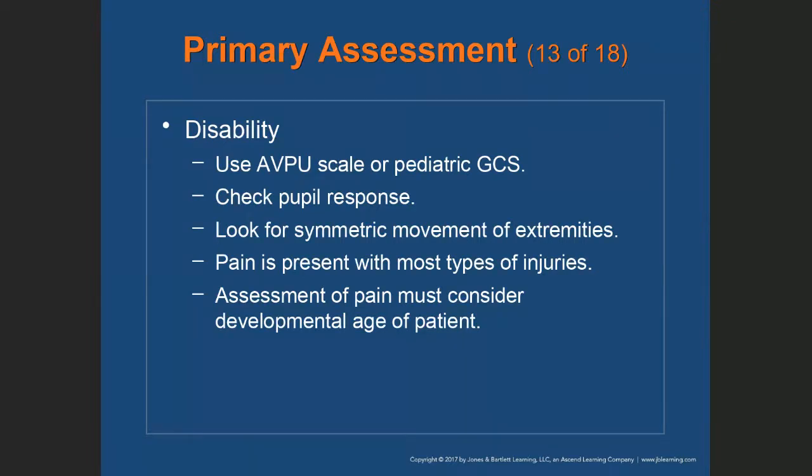Disability is neurologic assessment. Check pupil response. Look for symmetric movement of the extremities. Pain is present with most types of injuries. Your assessment of pain is going to be based on the patient's age of development. So GCS, neurologic assessment, neurovascular assessment will fall in disability.